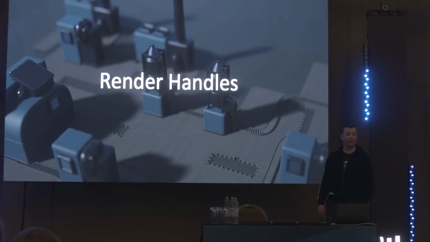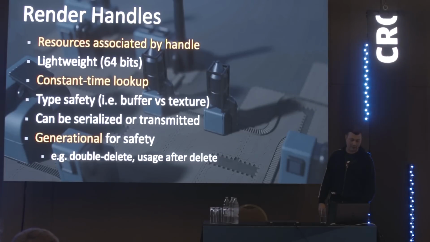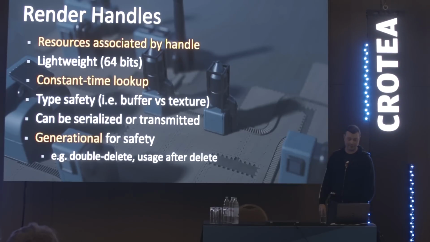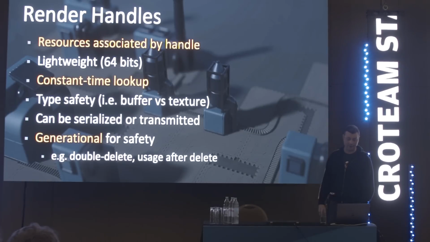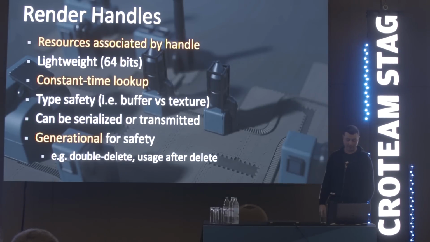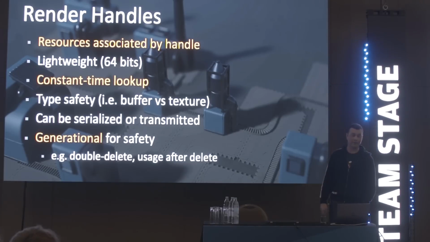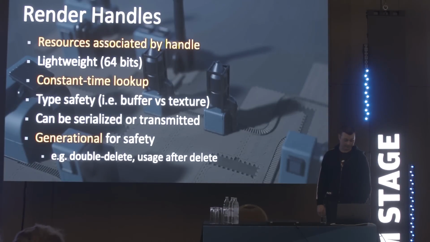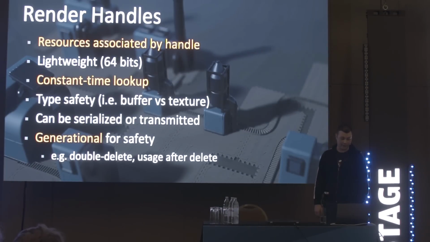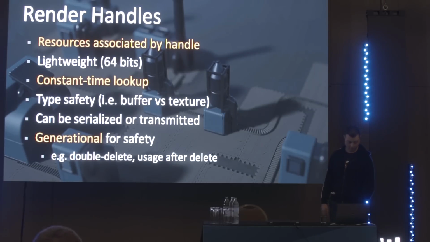First off, I'll describe what our render handles are. So our rendering resources are associated by handle. The handles are lightweight, just 64 bits, and the associated resources are fetched with a constant time lookup. The handles are type safe, protecting against errors like trying to pass a buffer in place of a texture. The handles can be serialized or transmitted, as long as some contract is in place about what the handle represents. And the handles are generational for safety, which protects against double delete or using a handle after deletion.